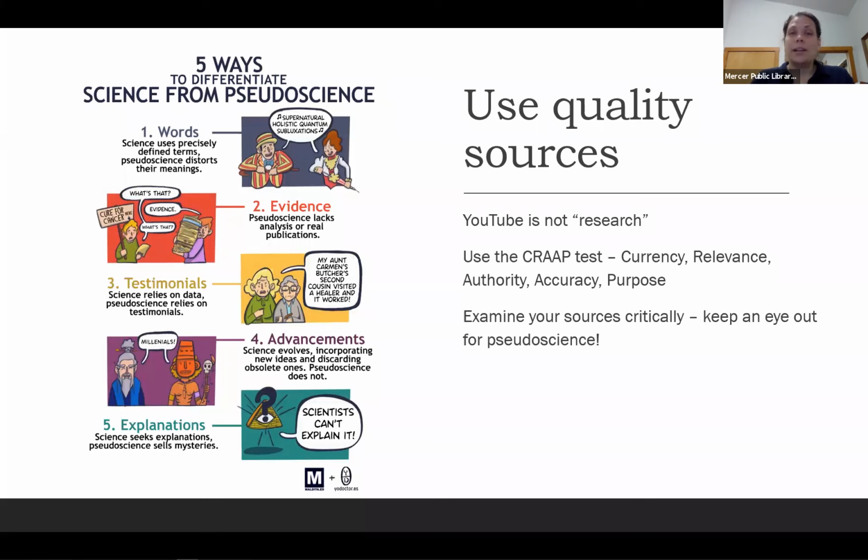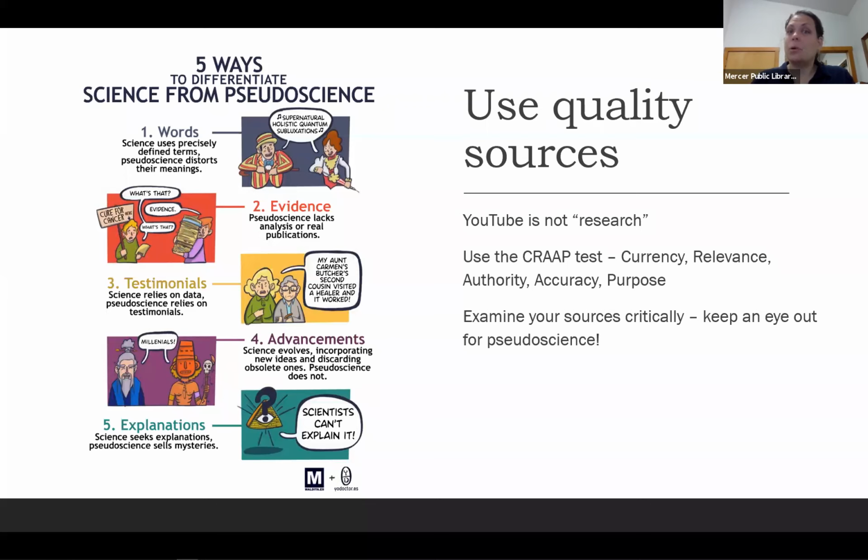Using big words is a way to confuse people. Now, science uses big words, but science defines those big words and uses them precisely. So the language used is one red flag for pseudoscience. Does the claim have evidence? Does it link to actual studies and publications about a topic? Or is it just making stuff up?